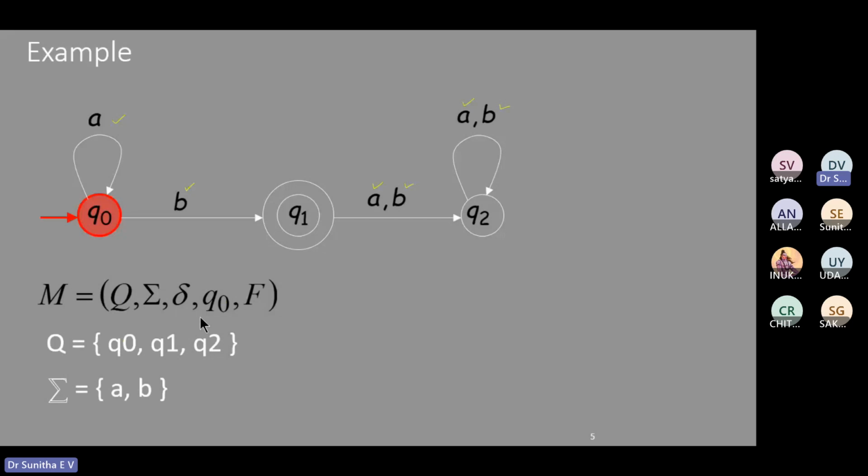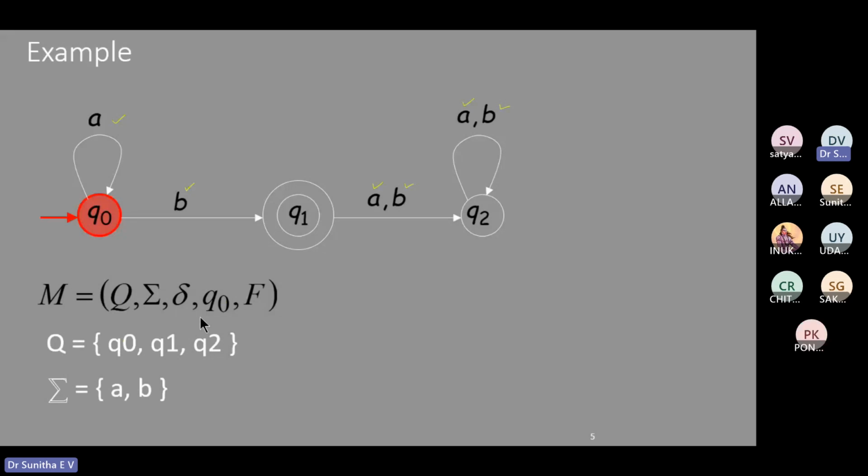Then sigma is the symbols or alphabet that we use in the machine. Here the alphabet is A and B. Normally the alphabet should be given in your question. If you are asked to draw a machine, sigma should be given. Delta is the transition, we'll see it later. Q0 is the initial state. F is the set of final states. Here Q1 is the final state, so F is {Q1}. These are the five components of the machine.